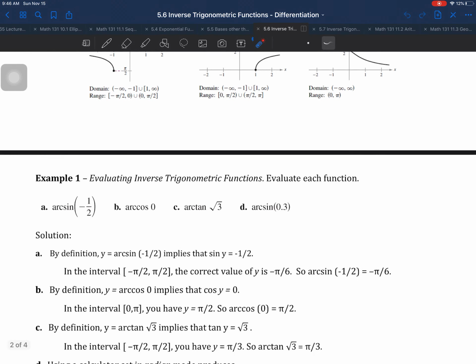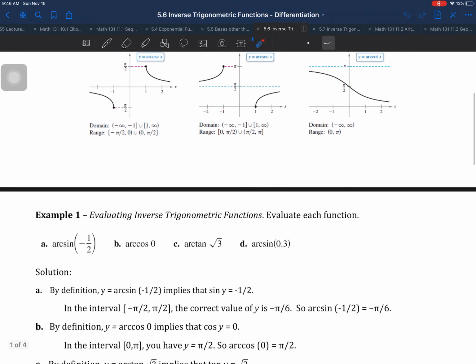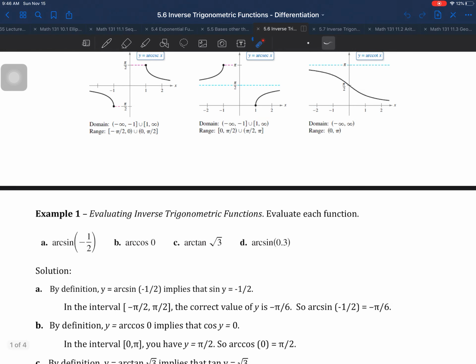So our goal for this section is again to review basic rules for our trig functions, and then be able to find a derivative. So let's go ahead and practice, or in other words, review some of the trig function rules to evaluate a function. The first one is asking us to evaluate the arcsine of negative 1/2.